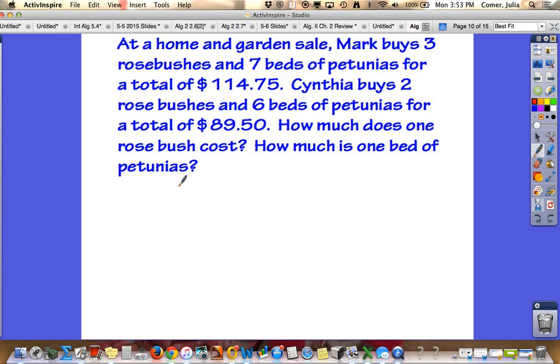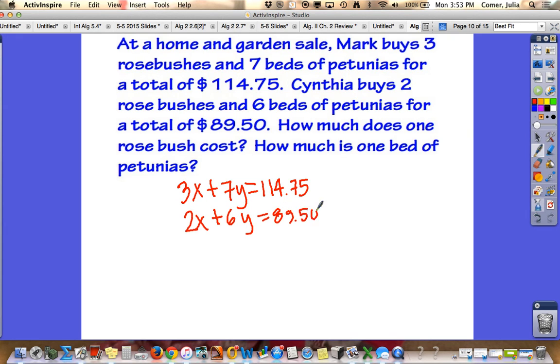So I'm going to set my equation up of 3x plus 7y equals $114.75. Okay, and then we have Cynthia, and she buys 2 rose bushes, so that's going to be 2x, 6 beds of petunias, so 6y equals $89.50. Sorry for my bad writing here.